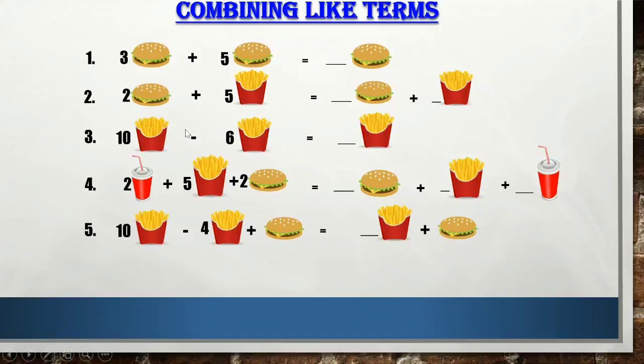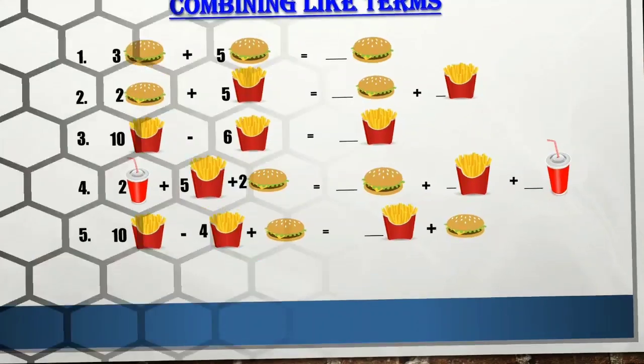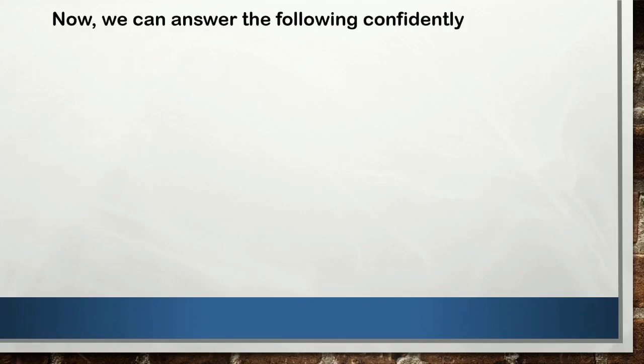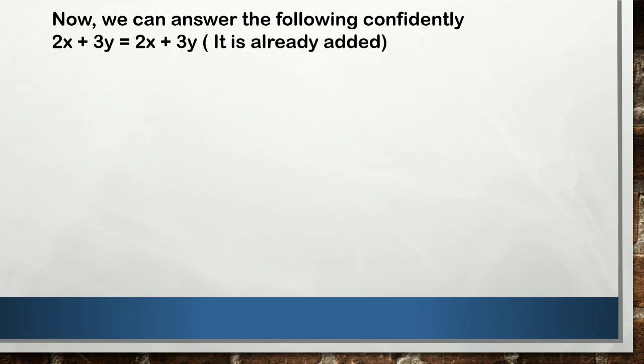Similarly here. I hope you have understood that when the terms are the same, then only we can add them or subtract them, right? It means those same terms are nothing but the like terms and the different terms are nothing but the unlike terms. So now I hope you can answer confidently when I ask you the answer of 2x plus 3y. You will say 2x plus 3y only, because it is already added. We cannot simplify it further.